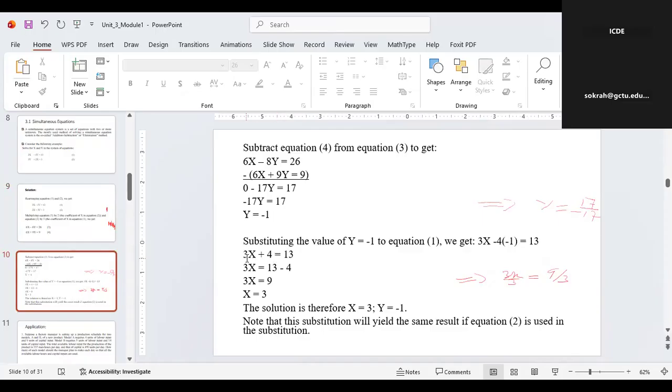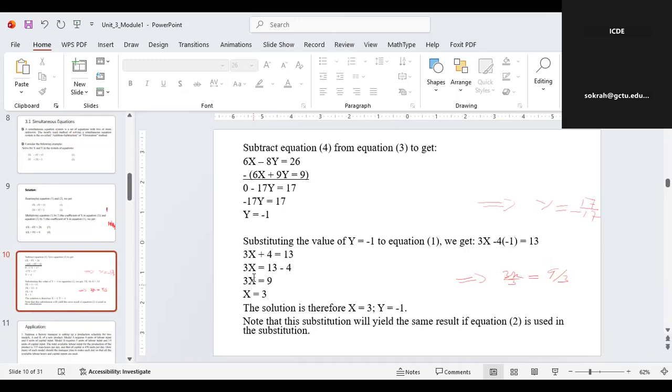Then we want to see the value of x. So we'll group items. The positive 4 here will move away. So since it is moving away to join the 13, and it is positive here, once it crosses the equal sign, it becomes negative 4. So that is the negative 4 you are seeing. So it becomes 3x is equal to 13 minus 4. And 13 minus 4 will give you 9. So we have 3x is equal to 9.